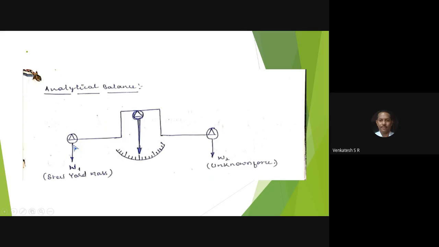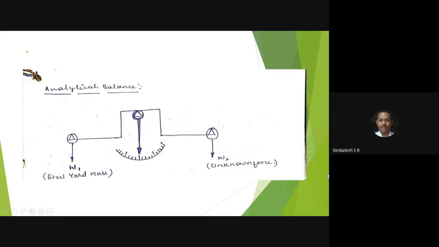See, all of you observe here, there will be a trapezoidal pointer present at 3 points. The trapezoidal pointer looks like a triangle here at the 3 points. See, all the 3 points are oscillating in the downward direction. W1 is the steel yard mass and W2 is the unknown force, which is coming in the downward as well as in the upward direction. That is the beam balance, analytical balance.